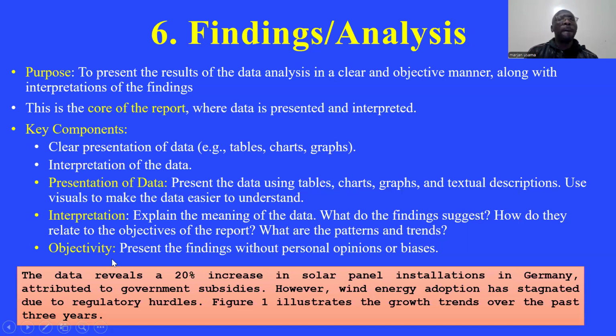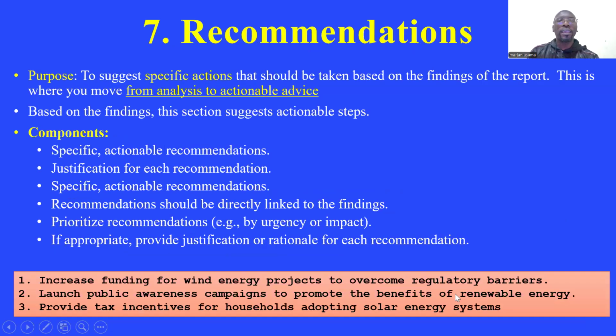Now, this is an example of a finding. The data reveals a 20% increase in solar panel installation in Germany, attributed to government subsidies. However, wind energy adoption has stagnated due to regulatory hurdles. Figure 1 illustrates the growth trends over the past 3 years. So this is but an example of a finding.